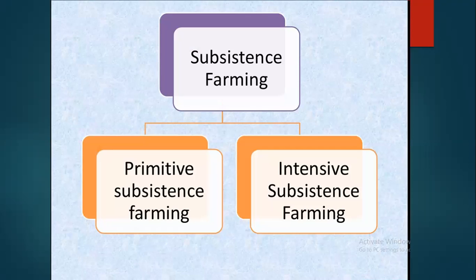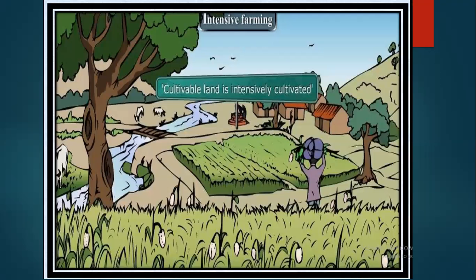Now here, subsistence farming is again further divided into two parts. Earlier we have seen two main types, subsistence farming and commercial farming. Now subsistence farming is again further divided into two types, primitive subsistence farming and intensive subsistence farming. Now what is primitive? What is intensive?